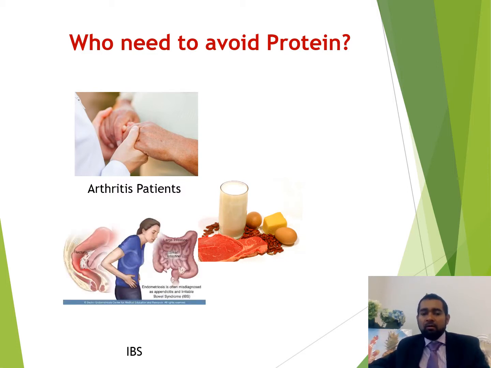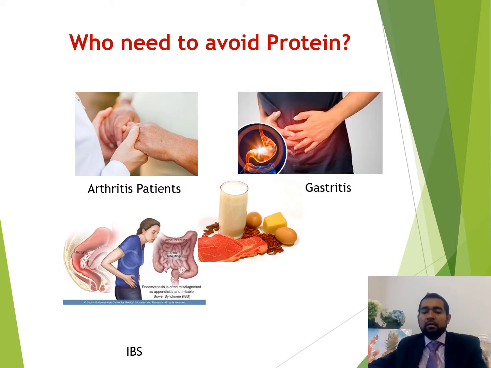Someone who has irritable bowel syndrome, their bowel doesn't move properly. Someone who has gastritis, like acid formation, acid reflux, or any kind of ulcer, or any kind of acidity problem. They need to stay away from this kind of animal protein.